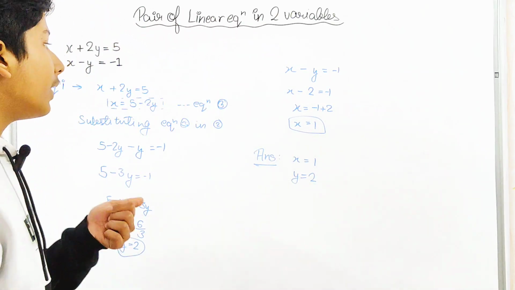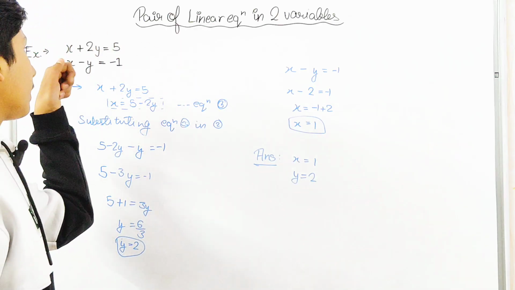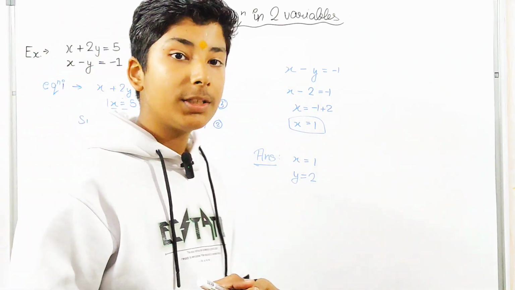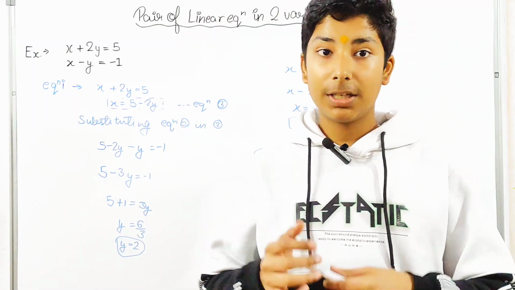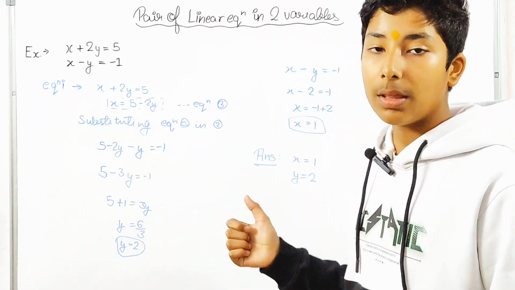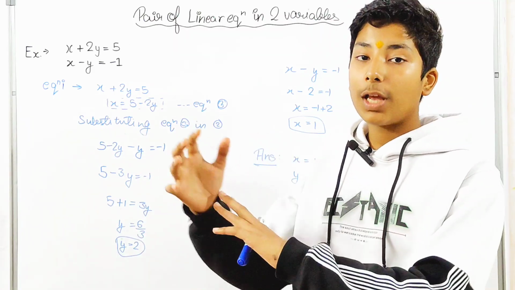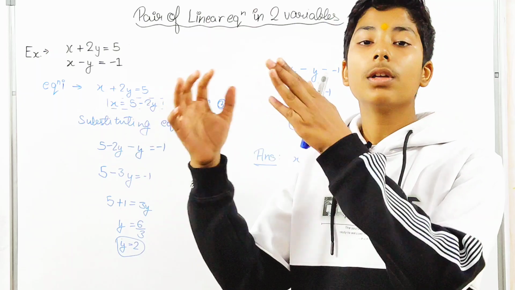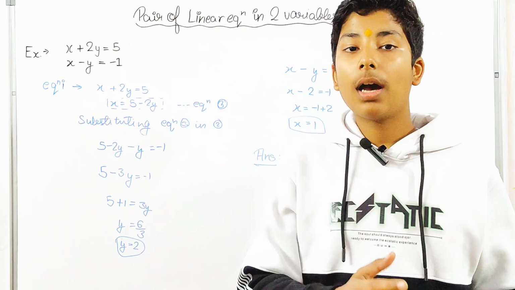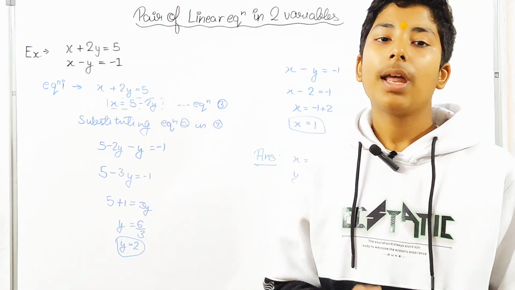Now we will do exactly the same question, this one, with the next method, which is the elimination method. I hope you have understood this. As the word says, substitution, you have to find out any one value and then substitute that value in the other equation. Okay, now we'll continue with our elimination method.